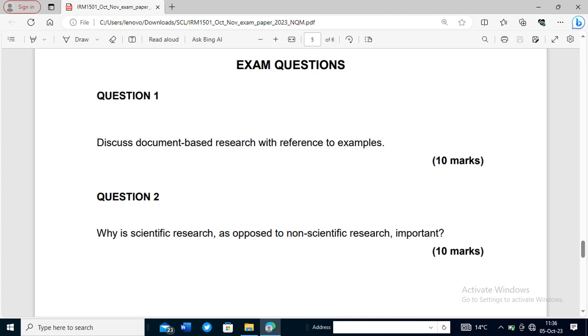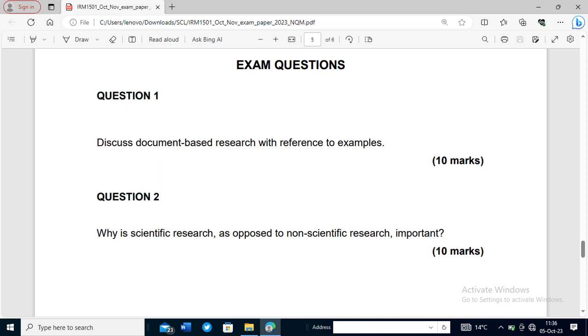Question 1 states: discuss document based research with reference to examples. For that one, guys, if you use the study guide for this module, go to page 9, 2.2. You are going to see what document based research is. I do believe that that whole part will get you that 10%.